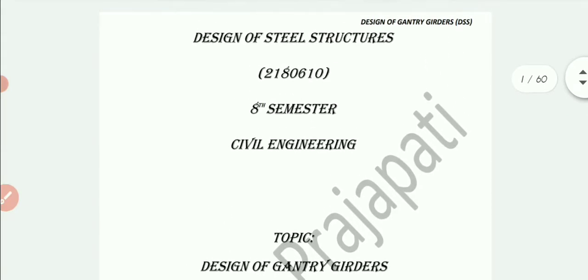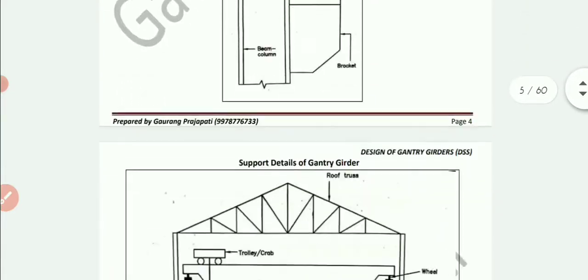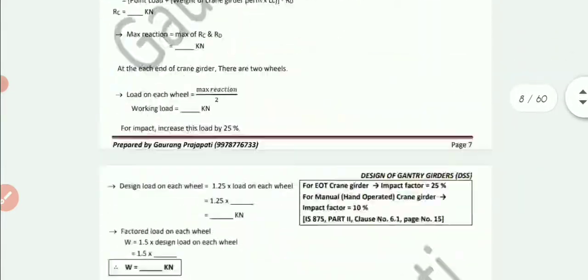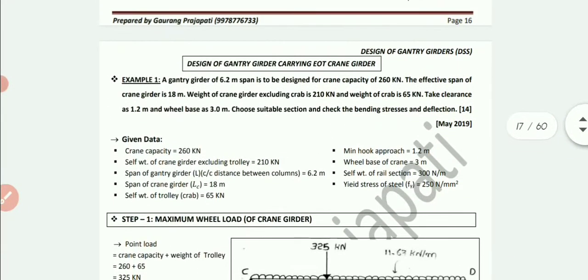Today I am going to continue the topic of design of gantry girder of the subject design of steel structure, 8th semester civil engineering. In the previous video we have covered the theoretical portion of this chapter. Now in this video we are going to cover the design criteria of the gantry girder. So let's start with the design.